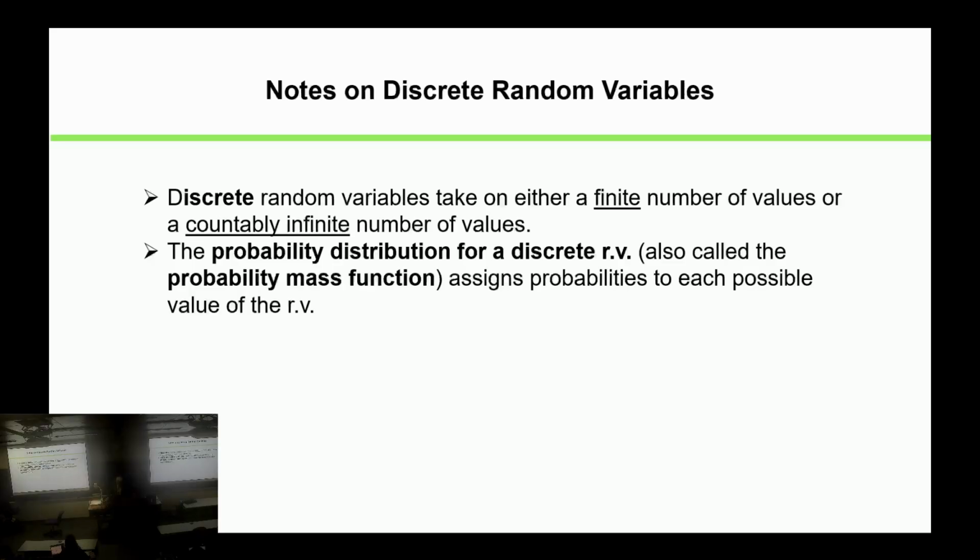Okay, so the probability distribution for a discrete random variable, we also call that the probability mass function. And why is it called a probability mass function? Well, we'll maybe get to that. But the idea of this function is that it will assign a probability to each possible value of the random variable.